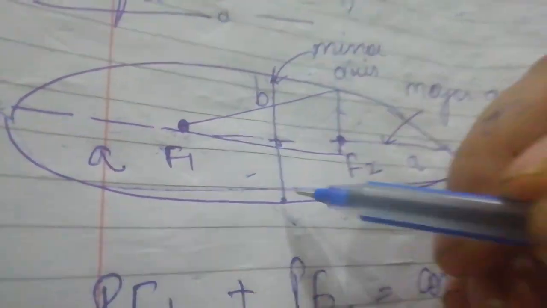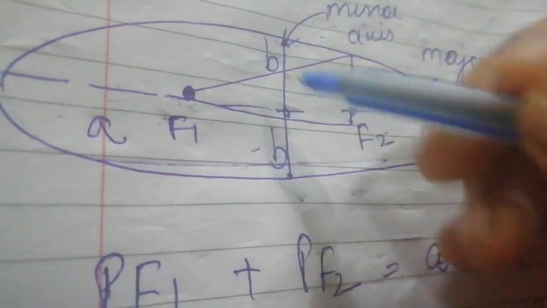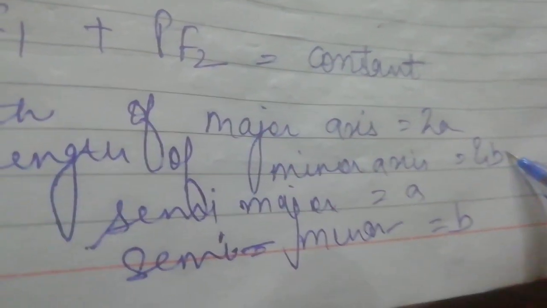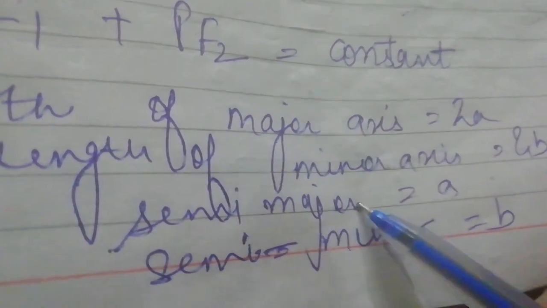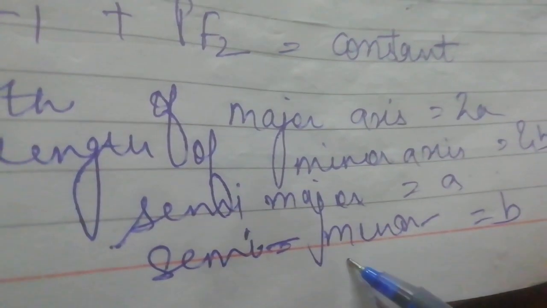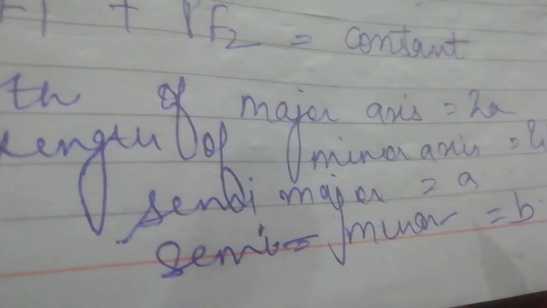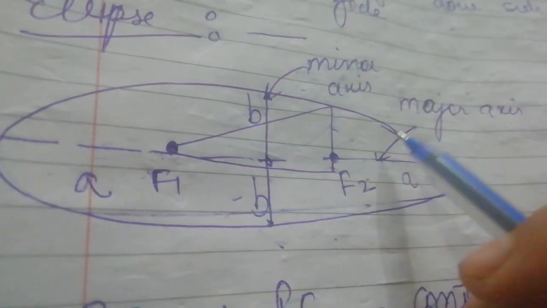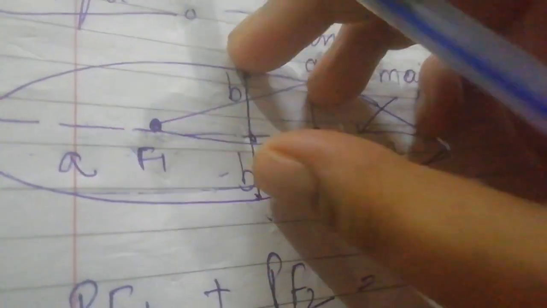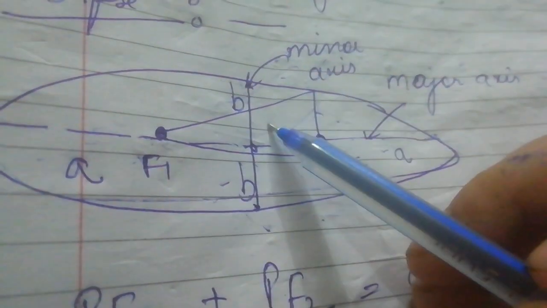This one is b, and this one is also b. So b plus b is 2b. So the semi-major axis length is a, and the semi-minor axis length is b. What are the semi-major and semi-minor axes? This half axis is called the semi-major axis, and this half axis is called the semi-minor axis.